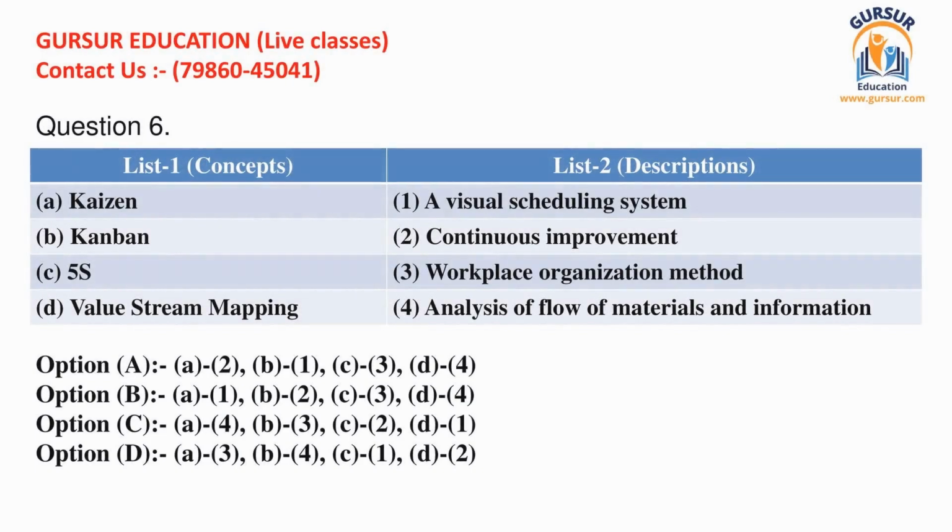Question number 6. Two lists are given in this question. You have to match correct items of list 1 with correct items of list 2. The list 1, concepts, contains the following items. A. Kaizen. B. Kanban. C. 5S. D. Value stream mapping. The list 2, descriptions, contains the following items. 1. A visual scheduling system. 2. Continuous improvement. 3. Workplace organization method. 4. Analysis of flow of materials and information.